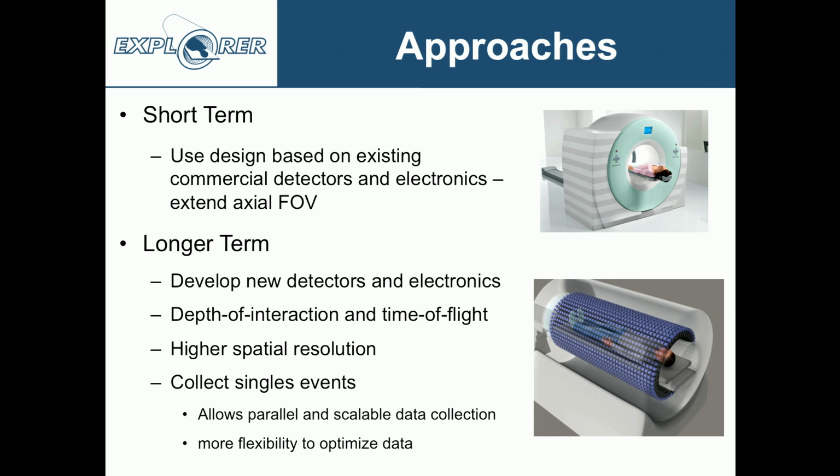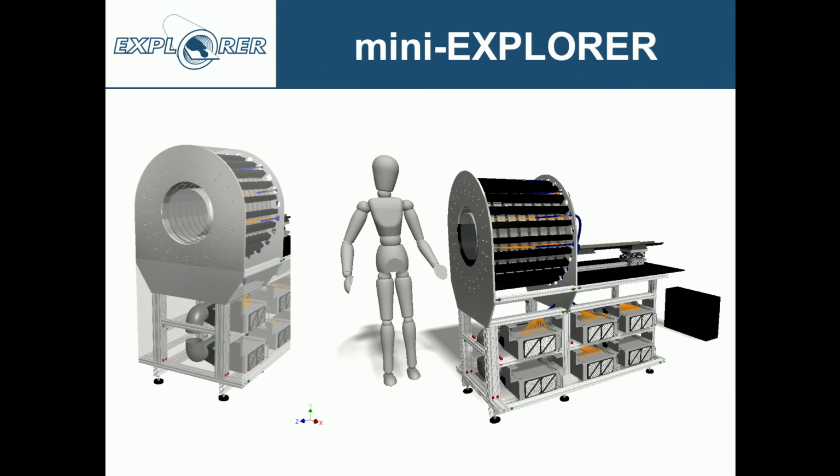So the first step that we have taken is to design and build what we call the mini explorer. So we need to quickly get to some proof of concept data and to get to a geometry that starts to allow us to explore some of the challenges and some of the data correction strategies that we want to employ. So what we've done initially is we've taken detectors from a clinical scanner and we've reconfigured them into a smaller bore but a much longer axial field of view so that the geometry here is just a scaled down version of what we're eventually proposing for human imaging.